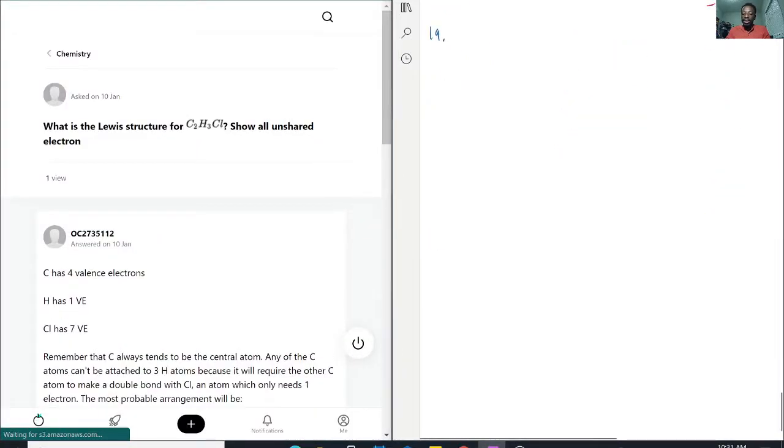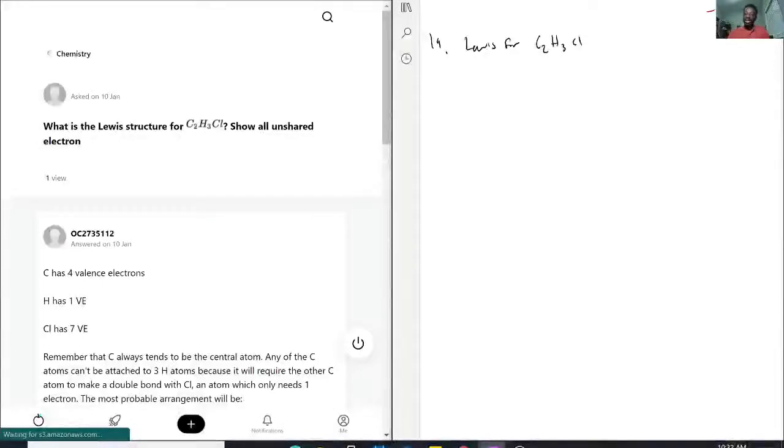What is the Lewis structure for C2H3Cl? Show all unshared electrons. So for this, I thought I changed it to black. There we go. Lewis for C2H3Cl.